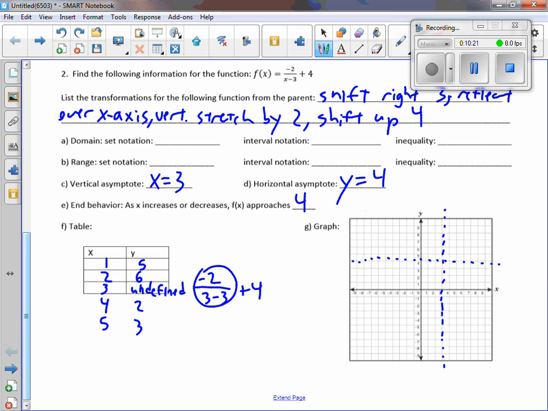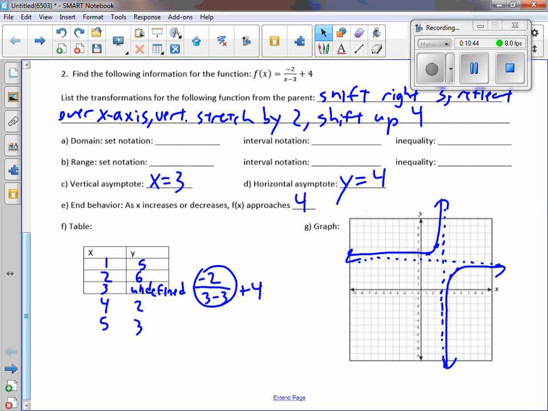So (1, 5), (2, 6). That tells me that our graph is in this direction in this shape. Then the points (4, 2) and (5, 3). That tells me the graph is in this section. So there's our graph.